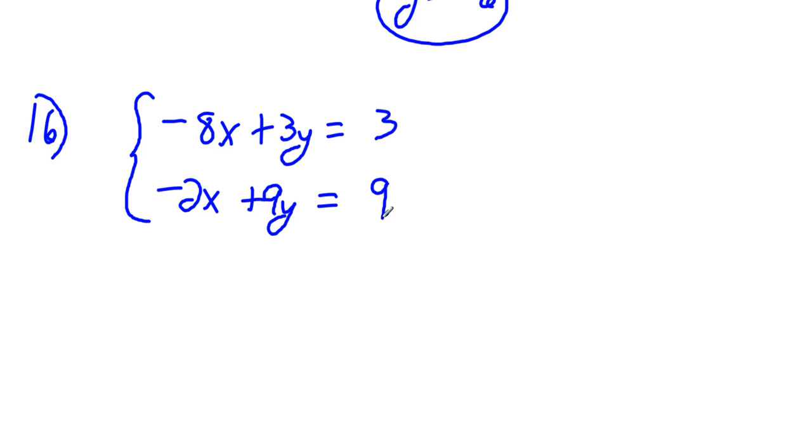Okay, now this one you got choices. Because are 2 and 8 multiples of each other? Yes. Are 3 and 9 multiples of each other? Yes. So you get to pick on this one. Do you want to get rid of the x's or do you want to get rid of the y's? Doesn't matter. Either way you go.